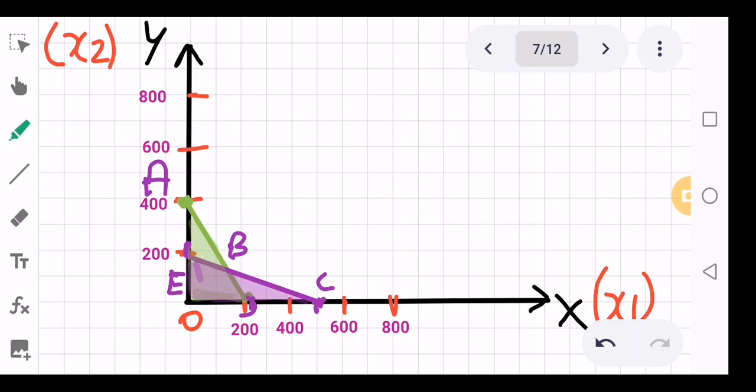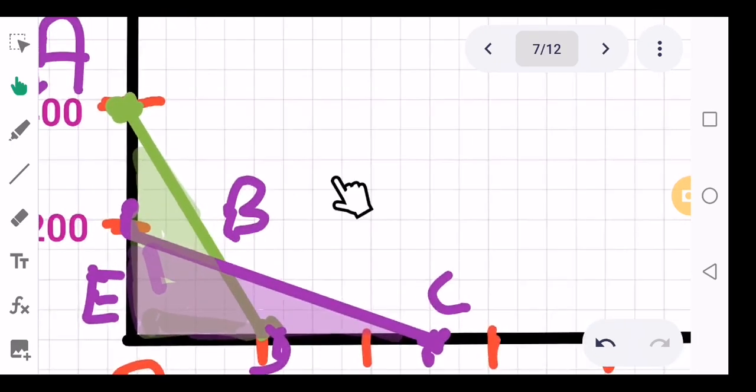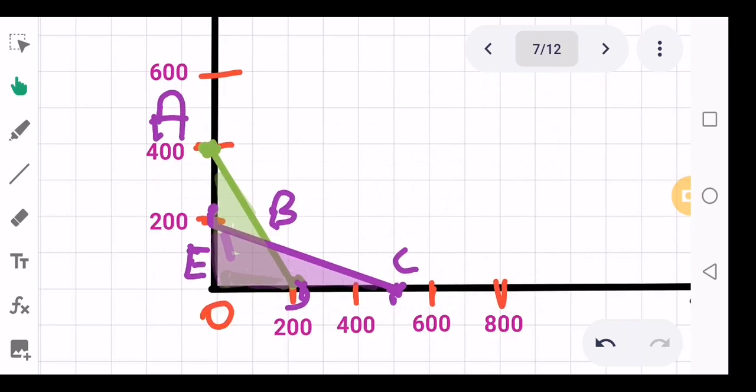So now after shading, we can understand the common area is EBDO. Your E, your B, your D, O. This is your common area. Now we should find the point B. If you do it correctly, precisely in a proper graph sheet, you will get the correct answer.